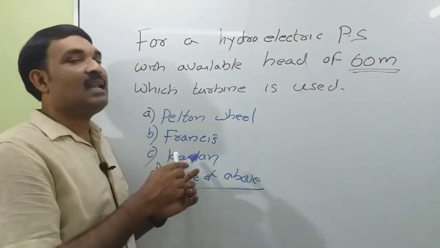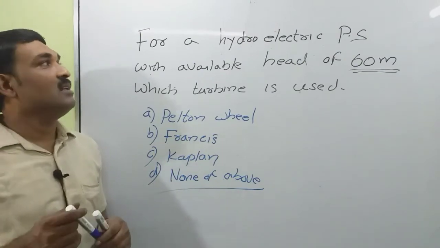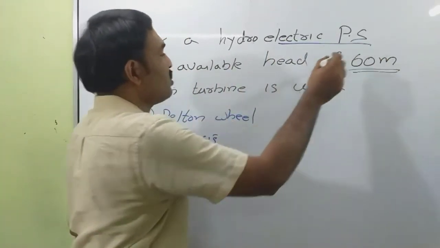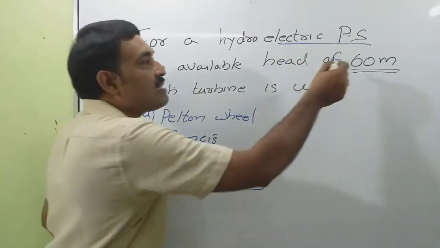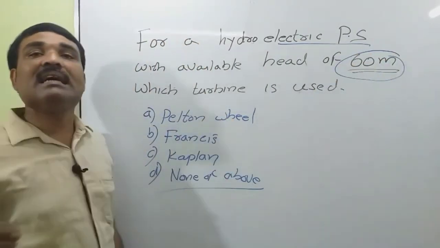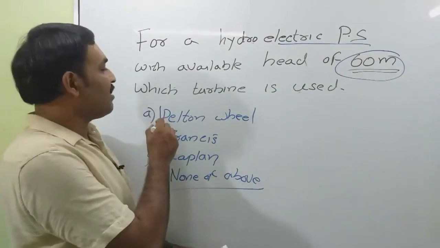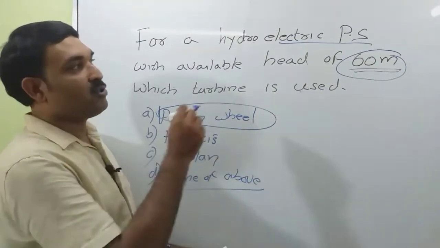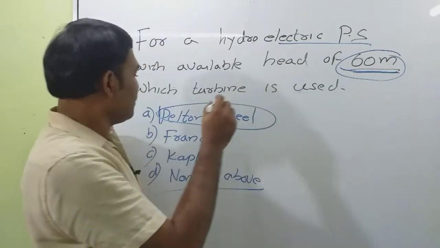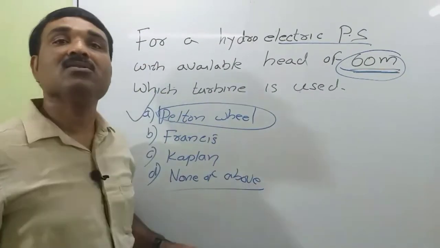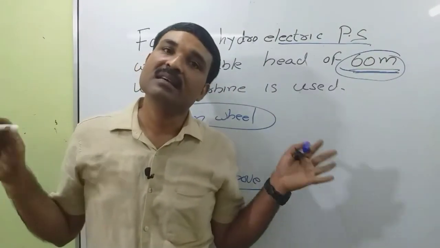This is a general question and also a previous year GATE question. For a hydroelectric power station with a head of 60 meter, which turbine is used? For a high head, Pelton turbine is usually used. So 60 meter is a high head. So Pelton wheel is usually used for this generating station.